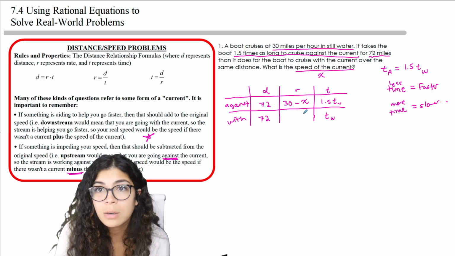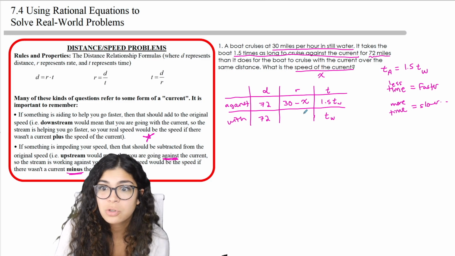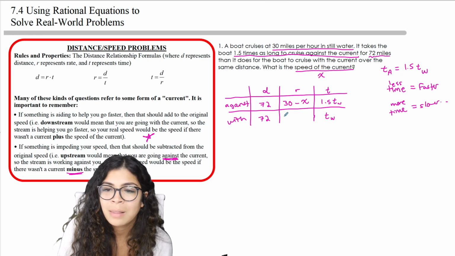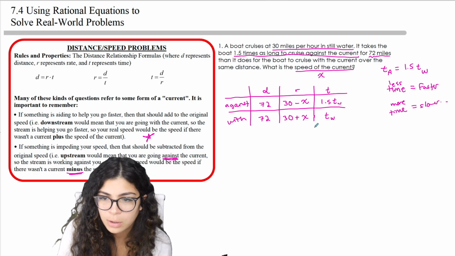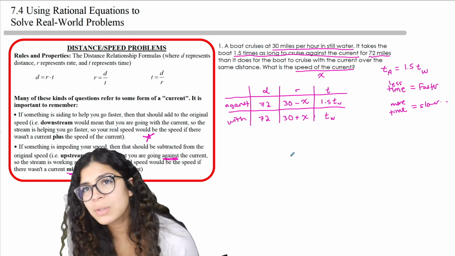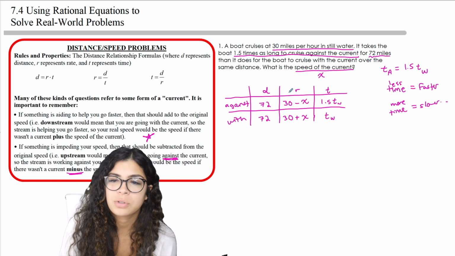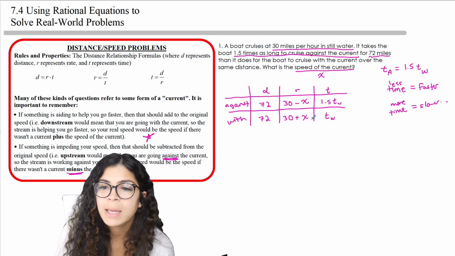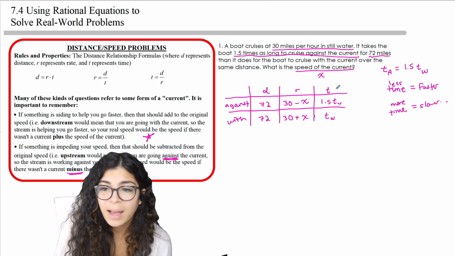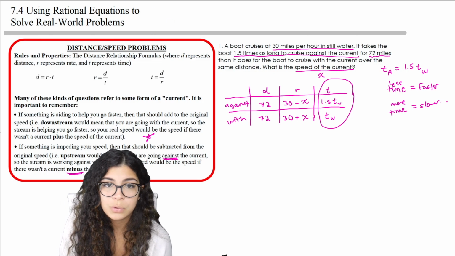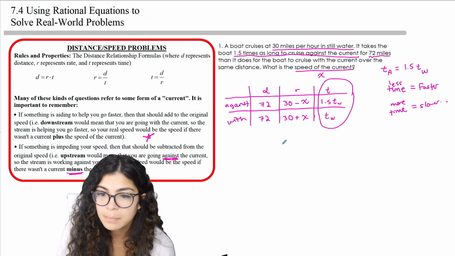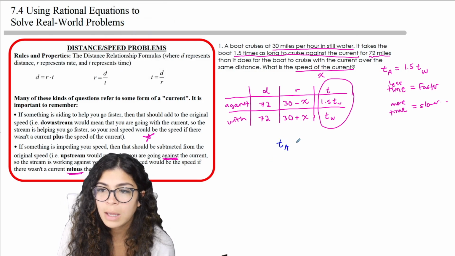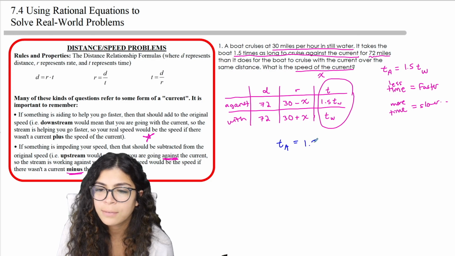Now if I'm going with the current, it is helping me to go faster. So the rate there would be my speed plus the rate of the current, okay? And I'm just using x for the rate of the current because that's the variable that we set up for it. Now, we do have this equation right here. This is the equation that we're going to use: the time against equals 1.5 times the time with.